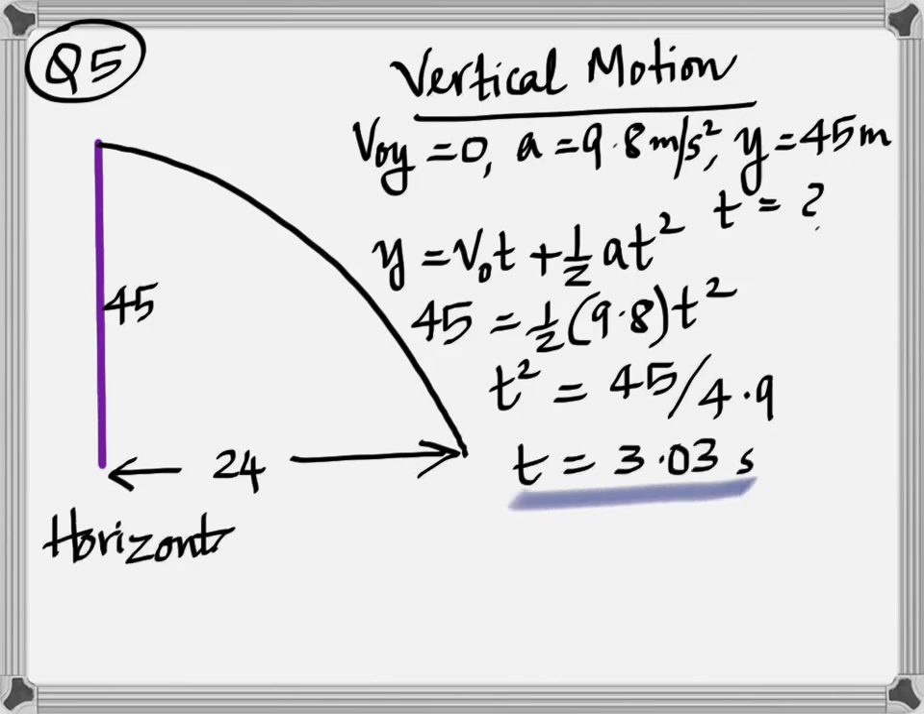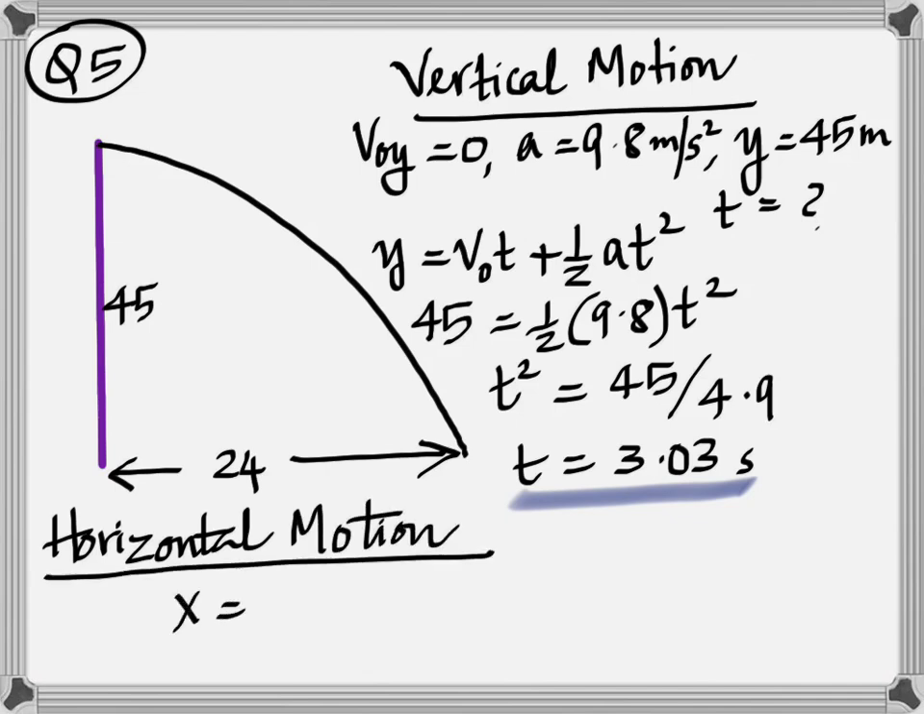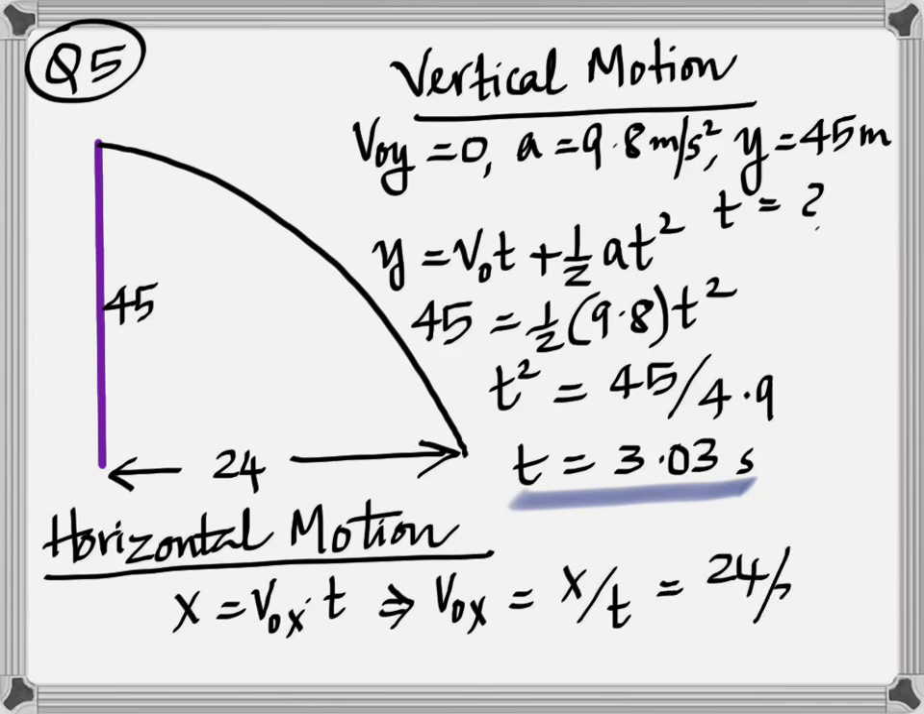And then you go to the horizontal. We know that the horizontal velocity is a constant. Therefore, the only equation you can use is velocity multiplied by time gives you horizontal distance. Therefore, you divide 24 by the time to get 7.92 meter per second.